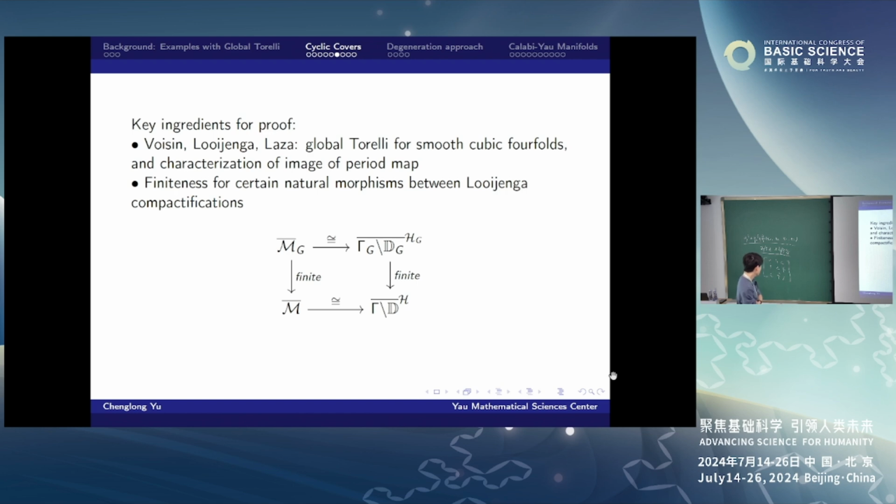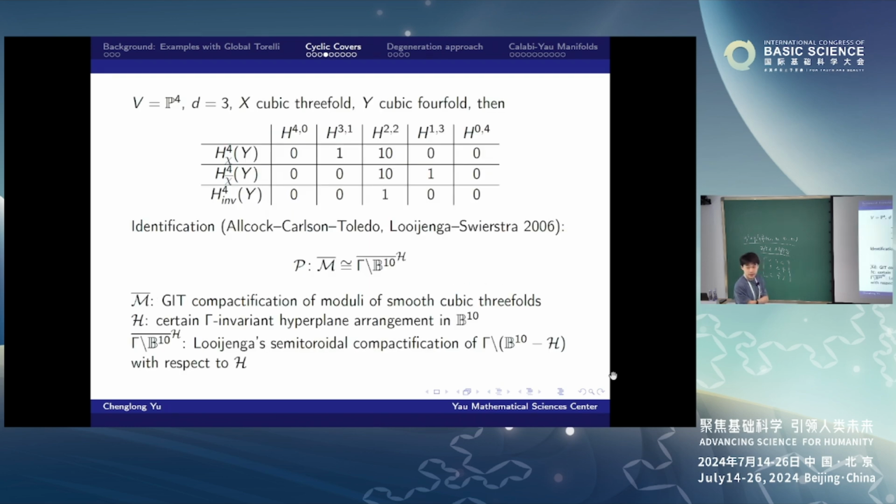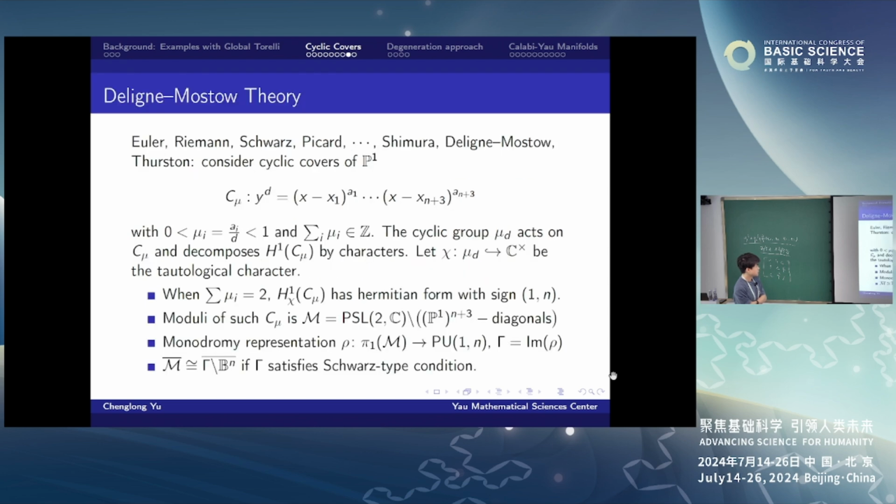And actually, for many cubics in higher dimensions, you also have this kind of example. Any other questions? If no questions, let's consider a lower-dimensional example. So it's dimension 1. You consider a cyclic cover of P1 branched along, for example, n plus 3 points. And then you have a degree d cyclic cover.